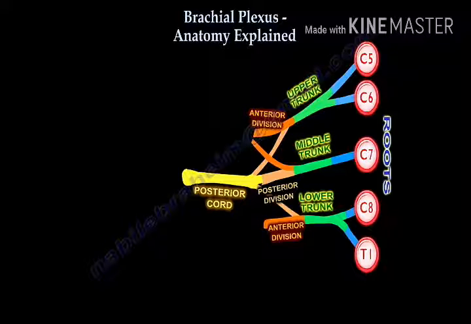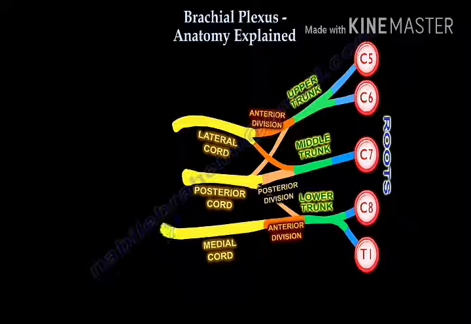So what happened to the 3 anterior divisions? The upper 2 anterior divisions unite to form the lateral cord. The lower anterior division forms the medial cord. It seems like the anterior division of the lower trunk wants to be alone. Obviously, they learned from the middle child theory, and also they don't like the word lower. So they're going to prove they are independent and they're going to be alone. And they will be called the medial cord.